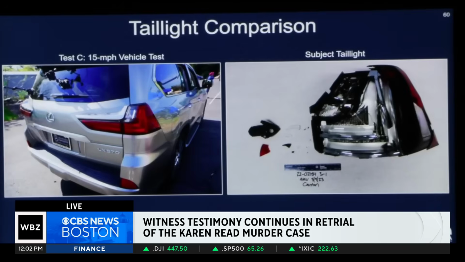Were you able to reach any opinions or conclusions as to whether the damage to the subject taillight is consistent with striking an arm at 15 miles per hour? In this test, it was inconsistent. Even in a side swipe? Correct.